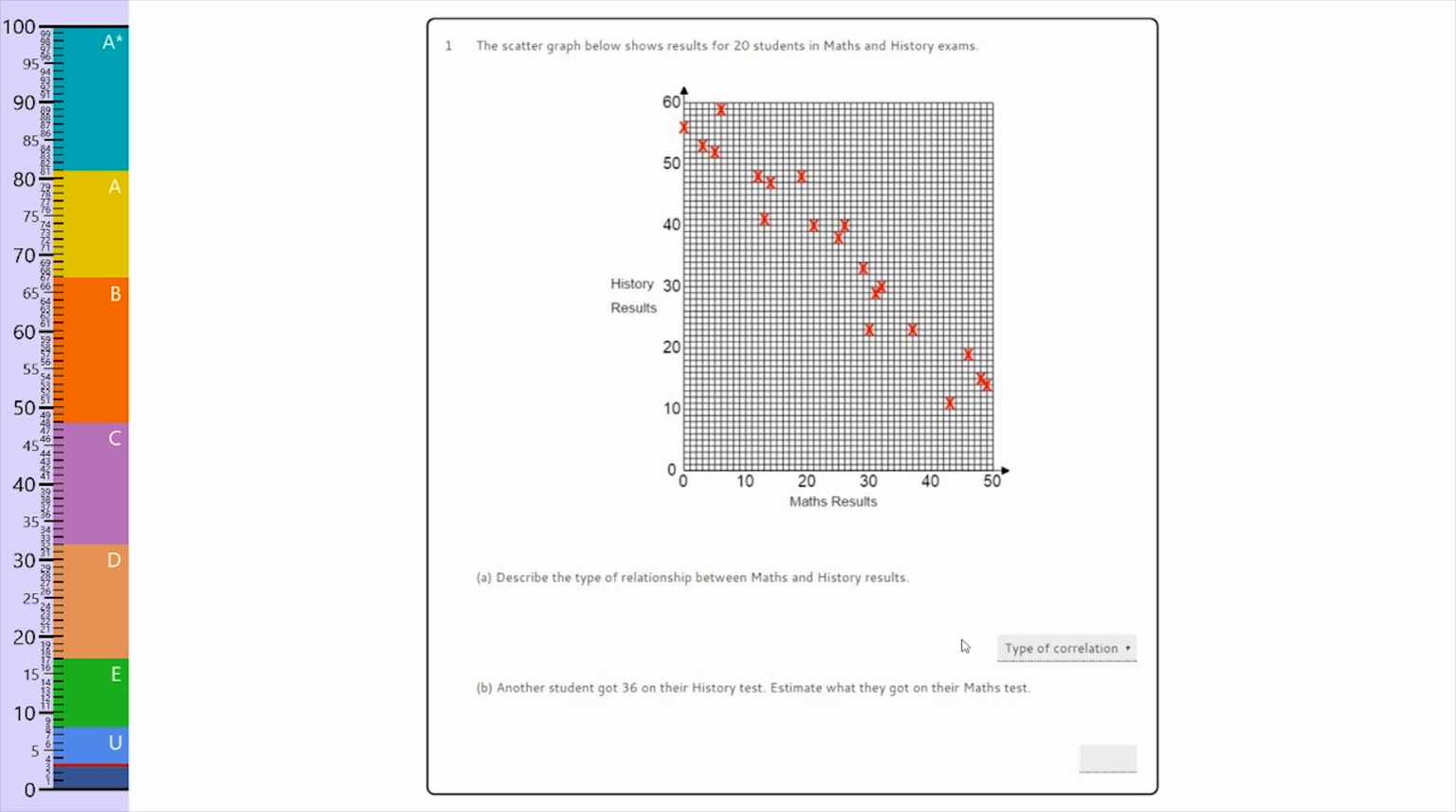I would normally click on this, but this is the PDF version, so I can't. Let's put my black pen on. What would I say? I would say negative. This is a really good start. So negative. Anyway, it says another student got 36 on a history test. So first thing we do with these is we go to 36 and we count 1, 2, 3, 4, 5, 6. Draw a line across.